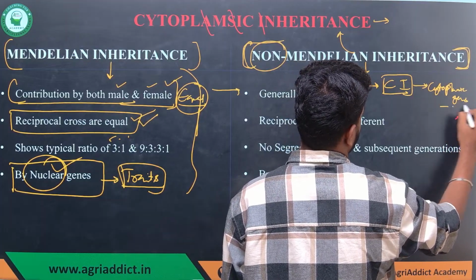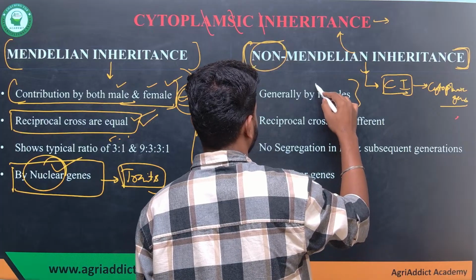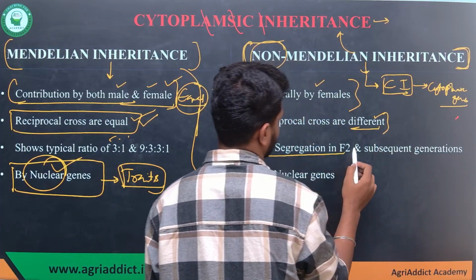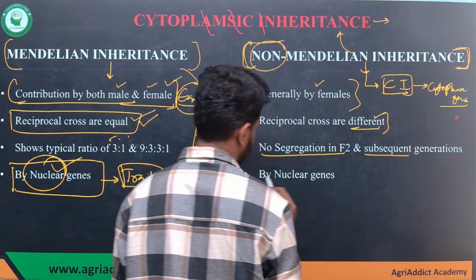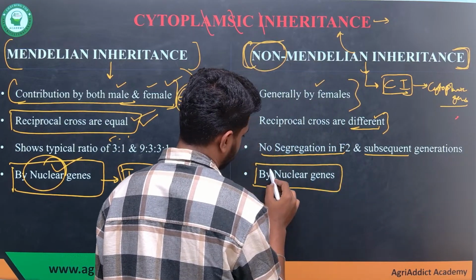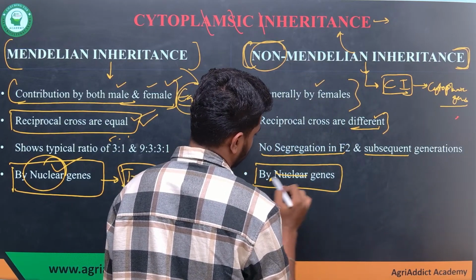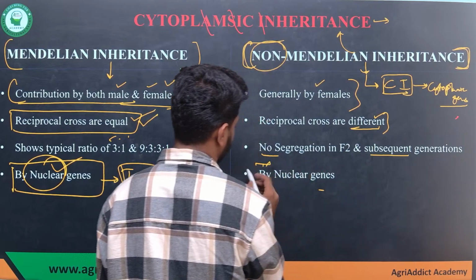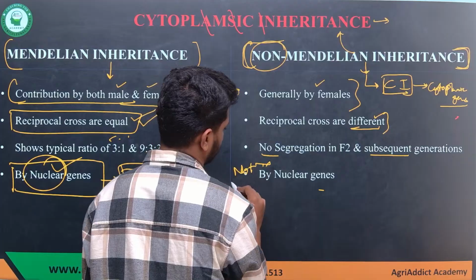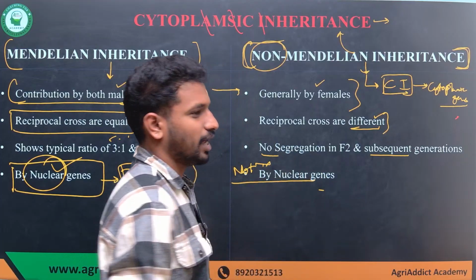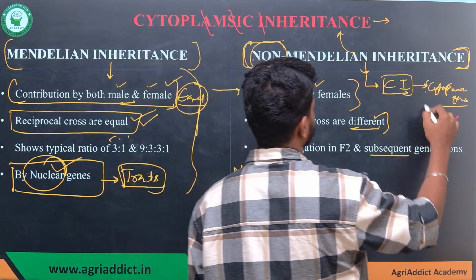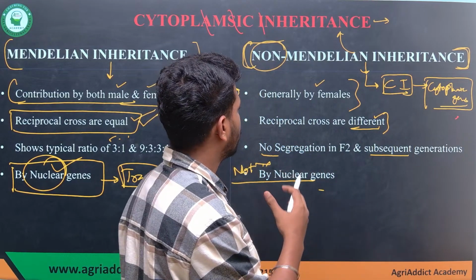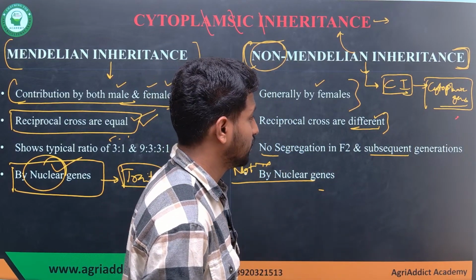The deviations that we see here are that generally the inheritance is through the female, reciprocal crosses are different, and there is no segregation in the F2 or subsequent generations, and this is not by nuclear genes. Okay, add it here: it is not by nuclear genes. But these characters are not limited to cytoplasmic genes. There are also other examples where non-Mendelian inheritance takes place. I'll come to those examples.